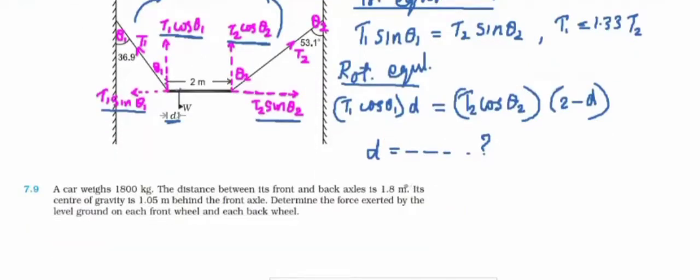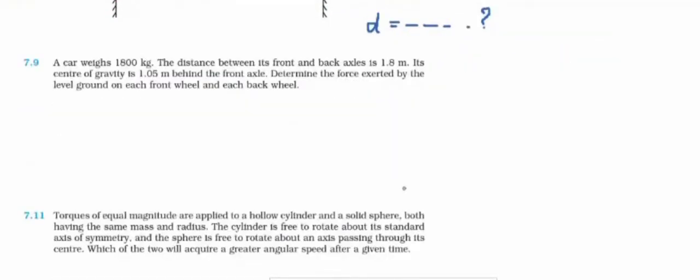Okay, so next question 9. A car weighs 1800 kilogram. The weight of the car is 1800 kilogram weight. The distance between its front and the back axle is 1.8 meter. And its center of gravity is 1.05 meter behind the front axle. Determine the force exerted by the level ground on each front wheel and each back wheel.